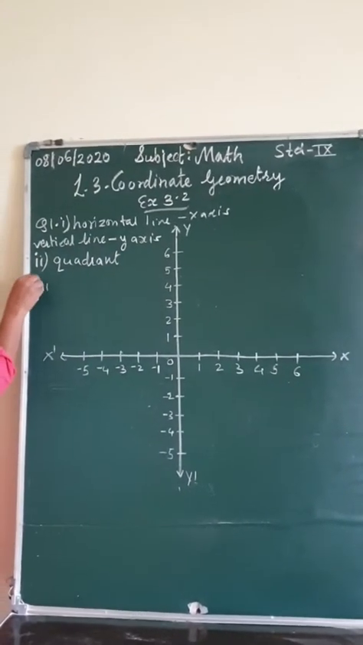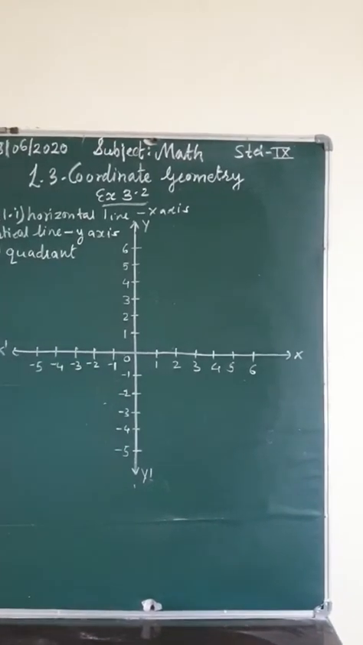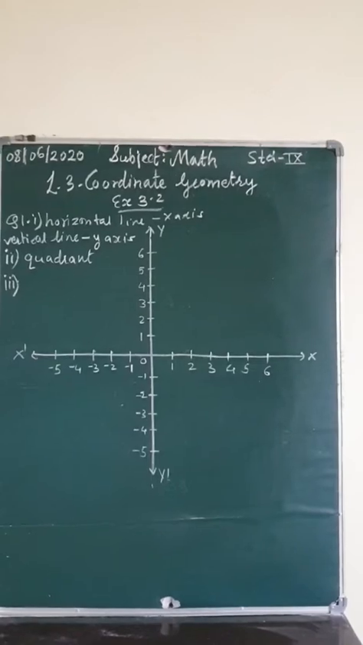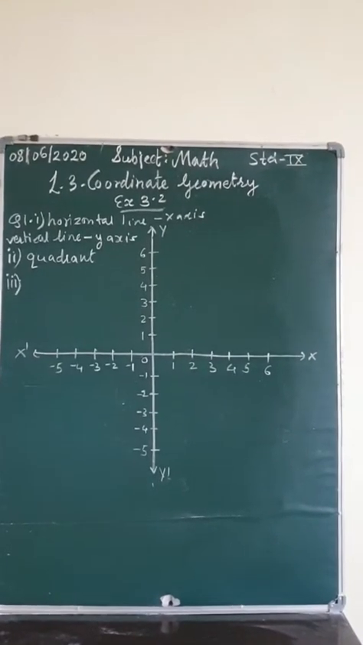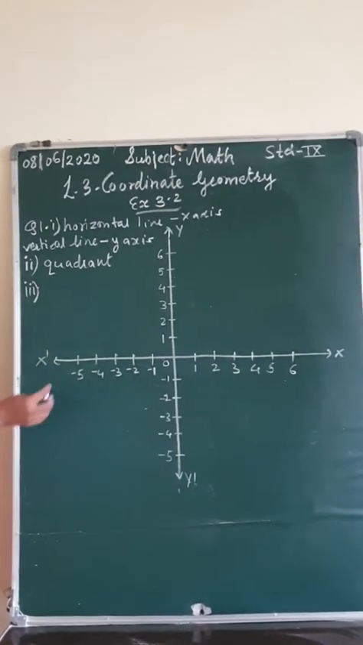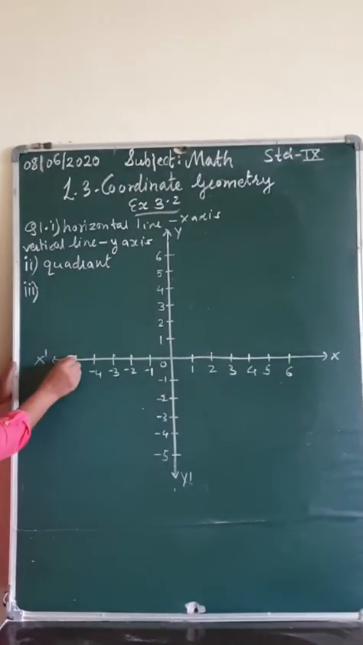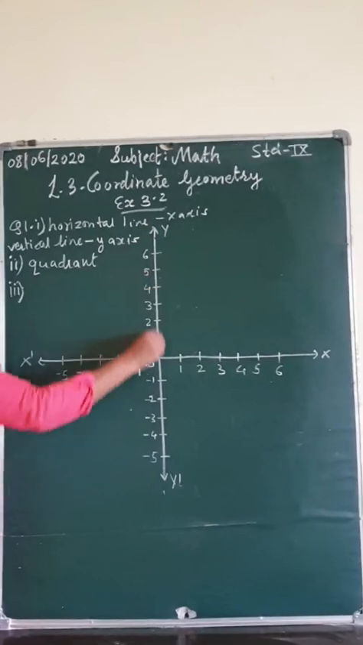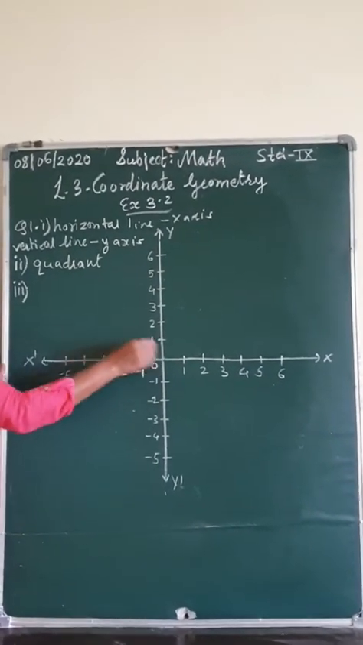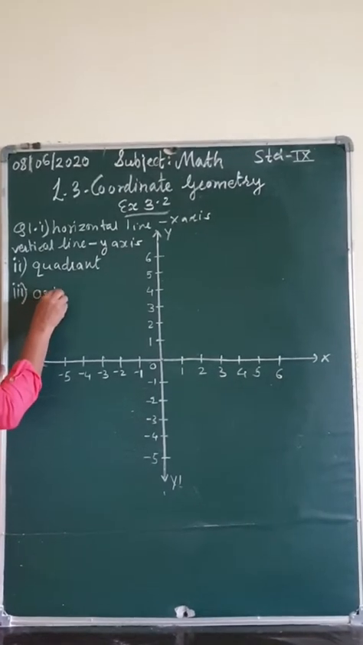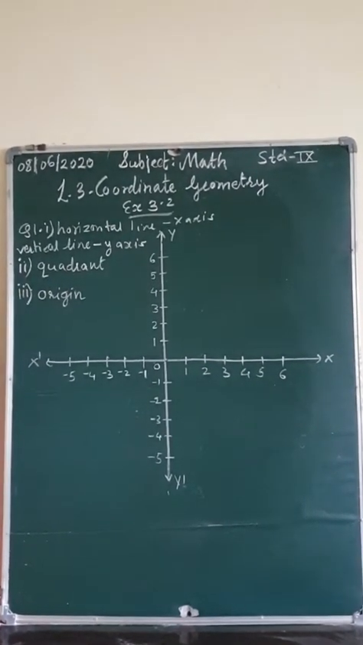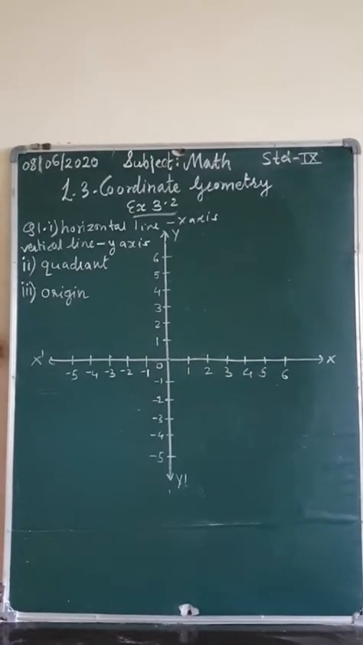Third question is, write the name of the point where these two lines intersect. So write the name of the point where this horizontal line and vertical line intersect. So what is the name of this point? That is origin. So we have to write these answers. We will move to the next question now.